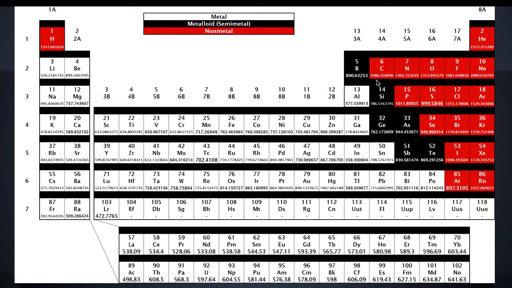520, 899, 800, so it lowers a little bit, but then it just jumps right back up. 1086, 1400, all the way up to 2000. The most electronegative atom is helium. It's really holding onto its electrons. It really takes a lot of energy to ionize helium, to get those electrons to leave helium.